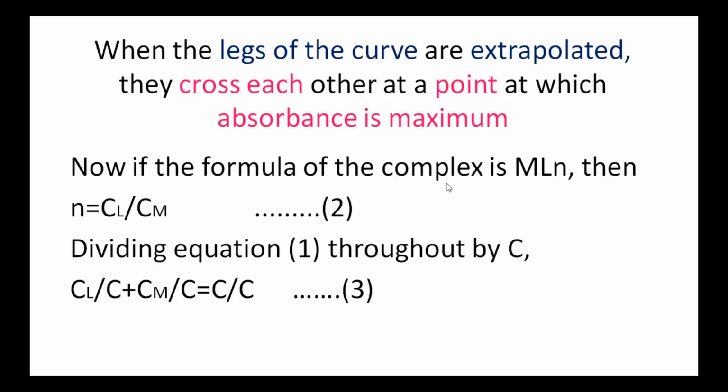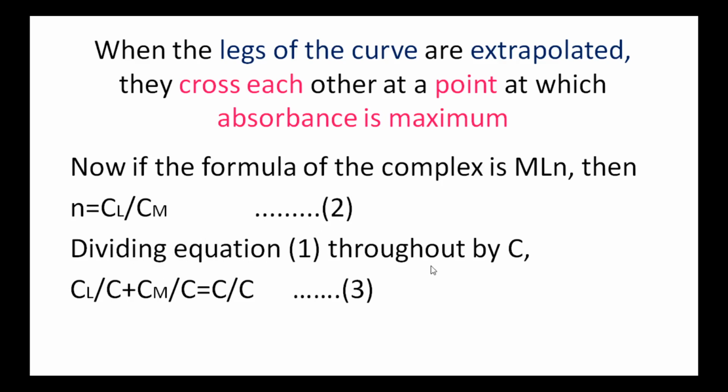Now, if the formula of the complex is MLn, M is the metal, L is the ligand, n is the coordination number, then n is equal to Cl by Cm. Cl means concentration of the ligand, Cm is concentration of the metal. This is taken as the second equation.